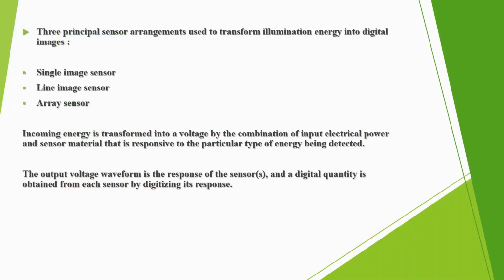The principal sensor arrangements used to transform illumination energy into digital images are the single image sensor, the line image sensor, and the array sensor. The incoming energy is transformed into a voltage by the combination of input electrical power and sensor material that is responsive to the particular type of energy being detected. The output voltage waveform is the response of the sensor, and a digital quantity is obtained from each sensor by digitizing its response.